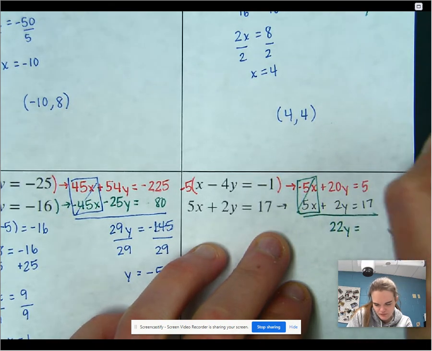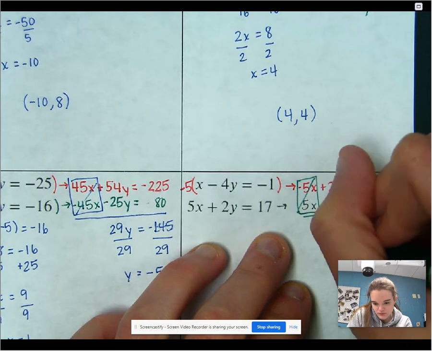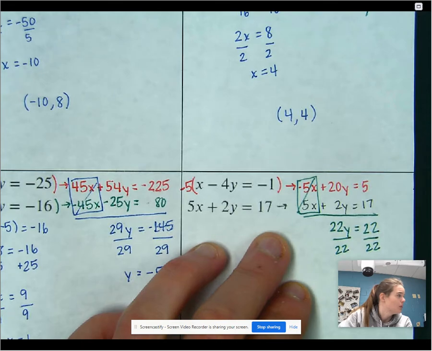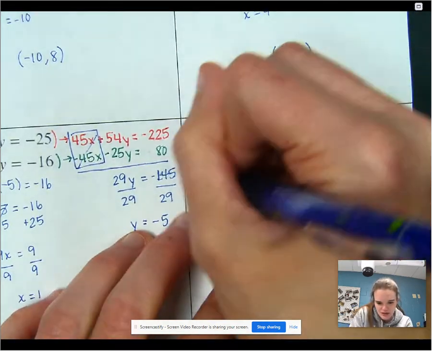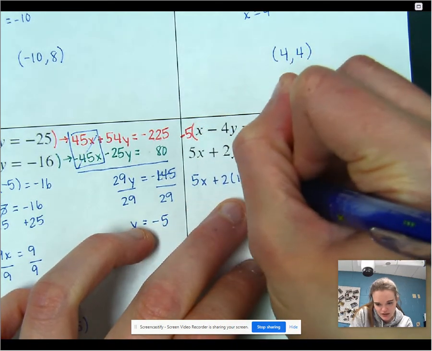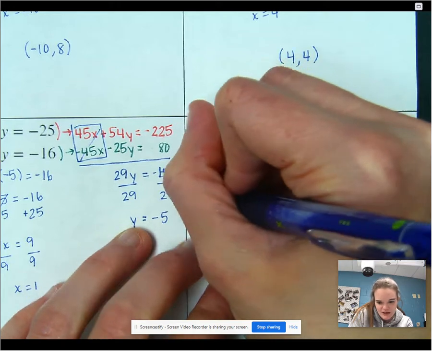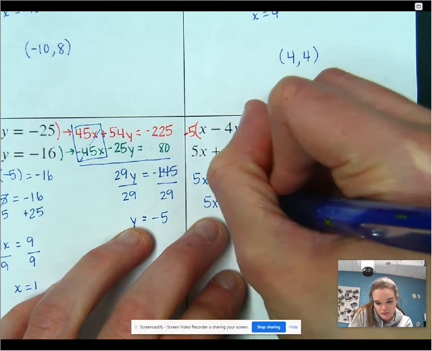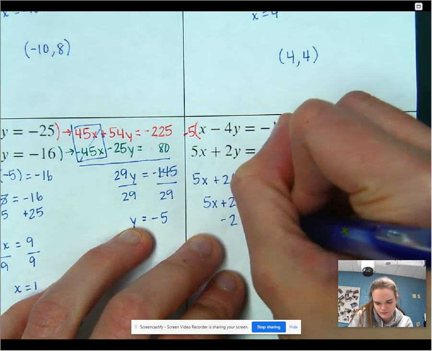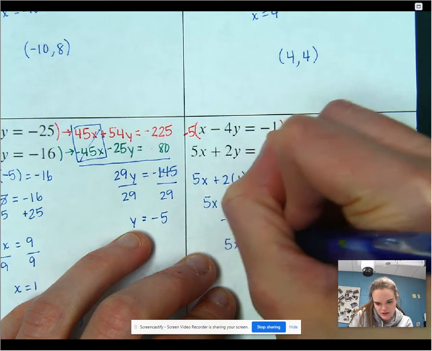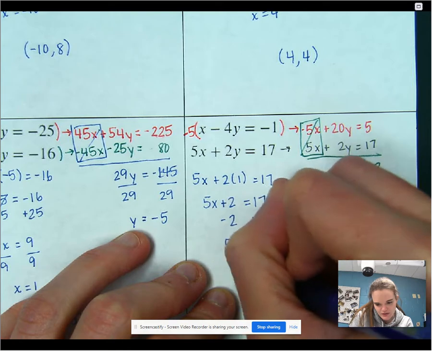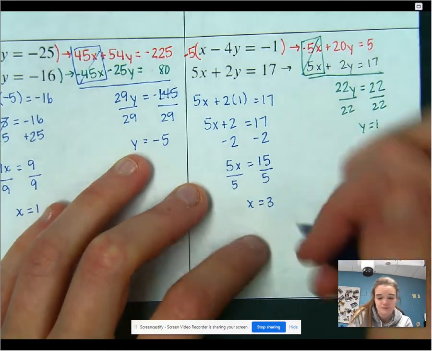22y equals 22. Divide by 22. You get y equals 1. We're going to plug it into the bottom one. 5x plus 2 times 1 equals 17. 5x plus 2 equals 17. Subtract 2. 5x equals 15. Divide by 5. X equals 3. So 3 comma 1.